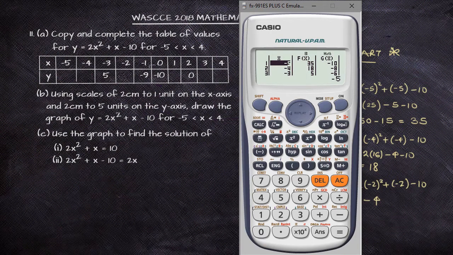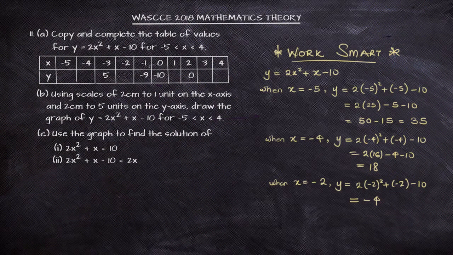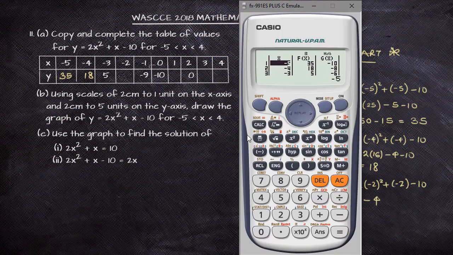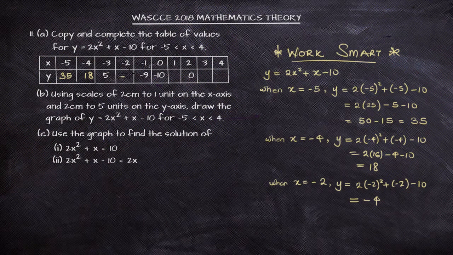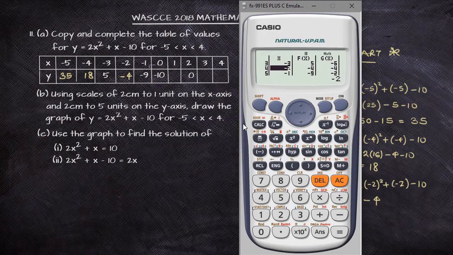I can confirm with the values that have already been given to me in the table from the question, but I will just input my values once I see that they tally, and I'm good to go. So I have 35, 18, 5, which is correct as given. And when x is -2, my y is -4. Now you can see when x is -1, it is -9. When x is 0, it is -10.